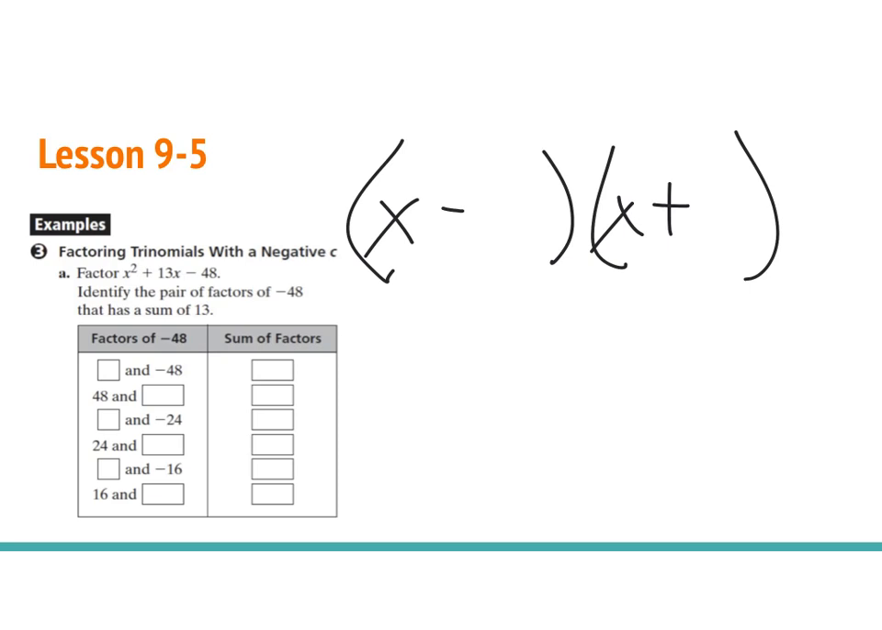Did you guess 16 and 3? Yep, 16 and 3 multiplied together give us that 48, but their difference is 13. Now, do I want the difference to be a positive or a negative? I want it to be a positive. So notice how I put the plus 16 and the minus 3, so that when my outers and inners combine, I get that positive 13x that I'm looking for. Again, this is a glorified guess and check, so you just got to keep practicing.